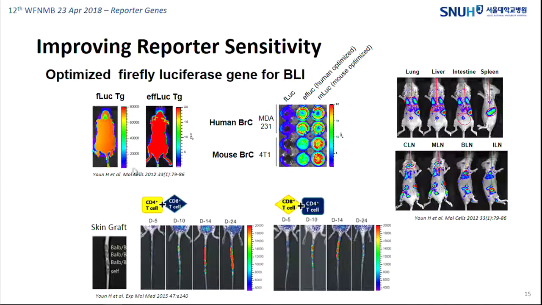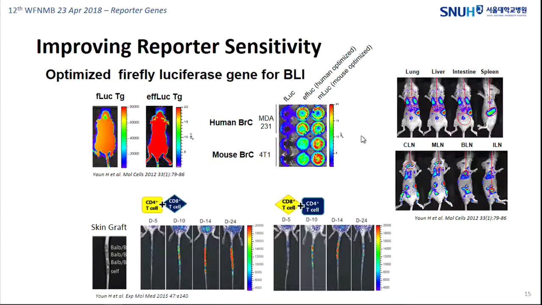We tried to make the transgenic mouse, so we optimized this for the mouse, and then we transduced this construct into human breast cancer cells and mouse cancer cells. In this figure, we introduced this mouse-optimized one into the mouse breast cancer cell line 4T1 cells. We can clearly see the higher intensity of luciferase signal compared to the human-optimized one.